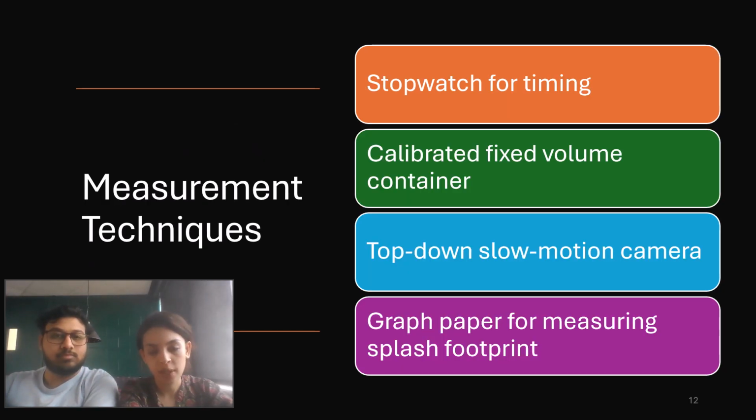So for measuring techniques, we used a stopwatch to record the time, a calibrated fixed volume container, and a slow motion video from a camera to record the dispersion pattern, and then graph paper for measuring the splash footprint.